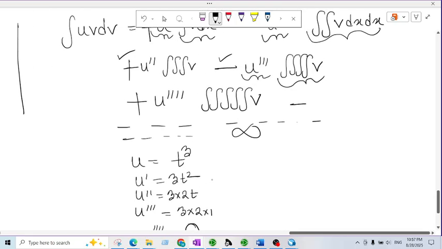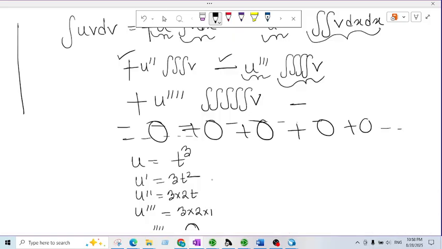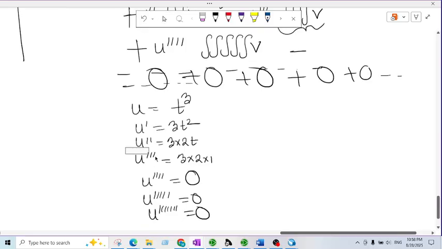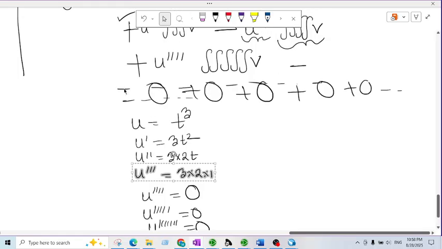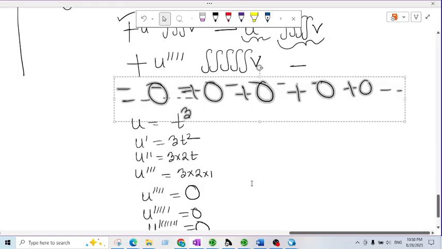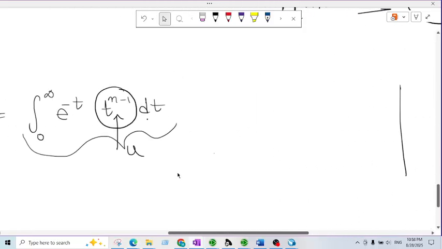That means after some time you get the constant, and after that you get 0, 0, 0, and infinite zeros here. So you can stop your evaluation here, because the rest of the terms are equal to 0. So when you see that some derivative of u is a constant, you have to stop there, because the rest of the terms are 0. Now let's apply these formulas here.